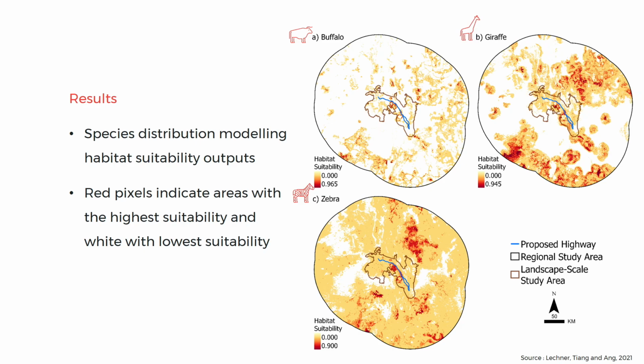And so for the 3 species, we've got buffalo, giraffe across the top and zebra in the bottom. You can just see that they're different, they have different requirements, there's different habitat for them, and the darker the colour, the more suitable the habitat for those different species.